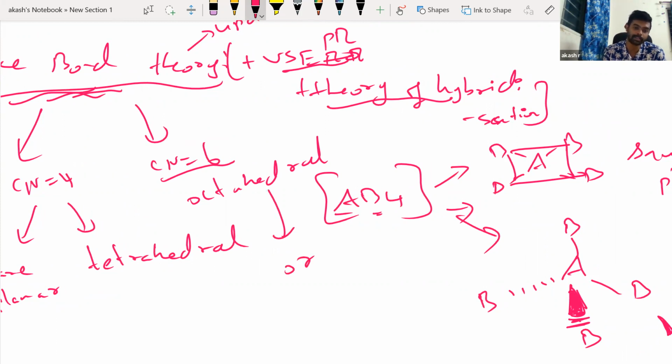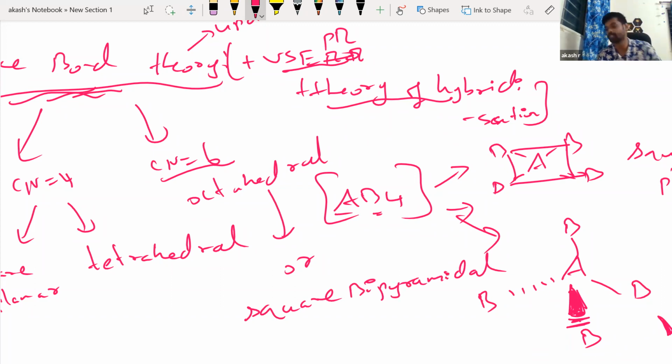Octahedral can also be called as, any guesses? It can also be called square bipyramidal. So how does the shape look? In the center, I'm going to have A. In the 4 corners, we are going to have B. One B is going to be at the top, and another B is going to be at the bottom. That's why we say one square pyramid at the top, another pyramid at the bottom. That is why we call it square bipyramidal.